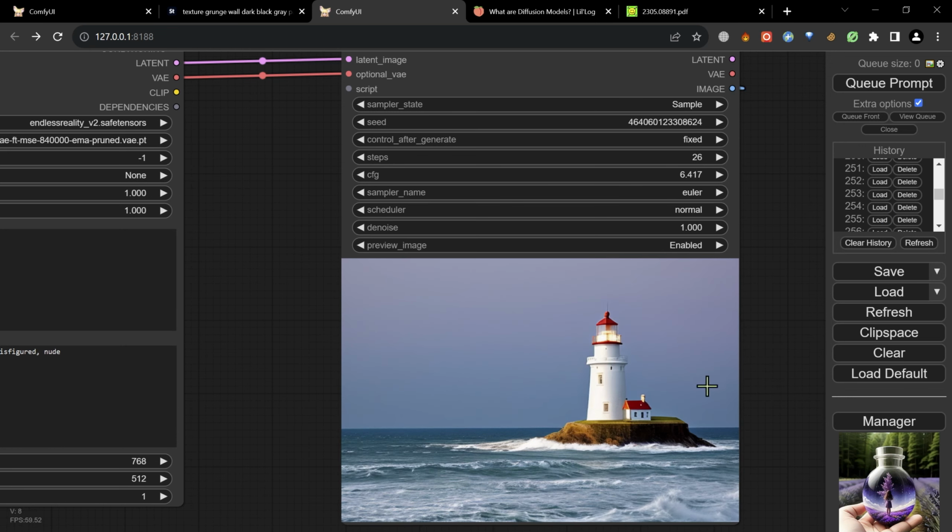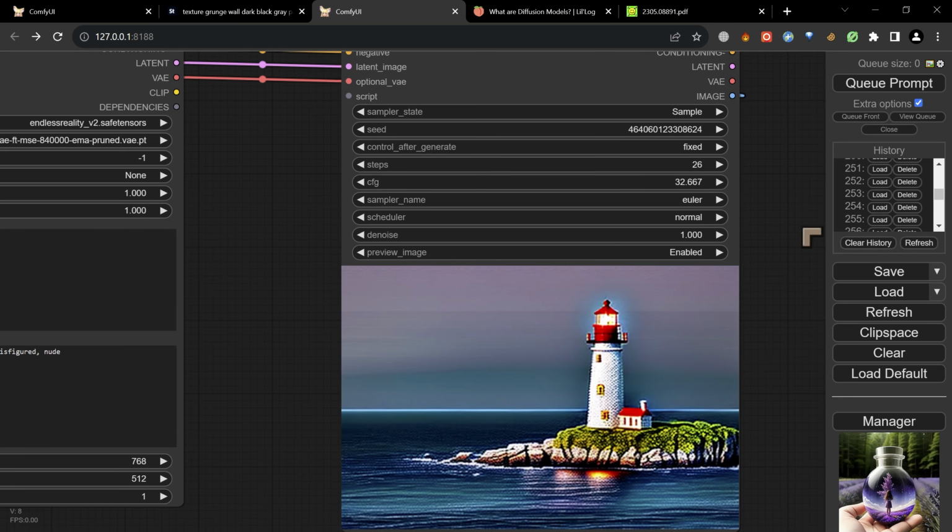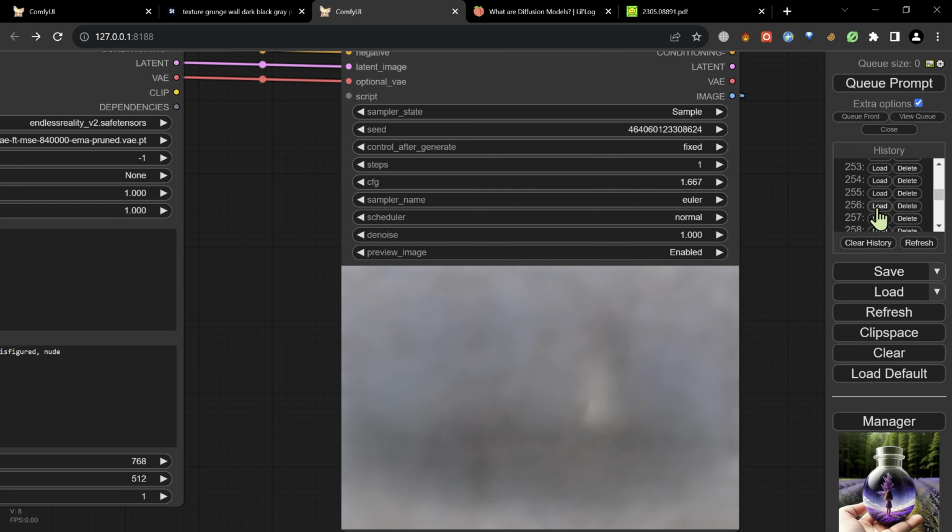It loses some of its ugliness. When we increase the CFG to 32, it just becomes horrible. We get lots and lots of contrast. We get lots of horrible colors. There's all sorts of weird detail going on here. Reducing the CFG, reducing the steps, we get something that almost resembles that completely gray image that we start off with.